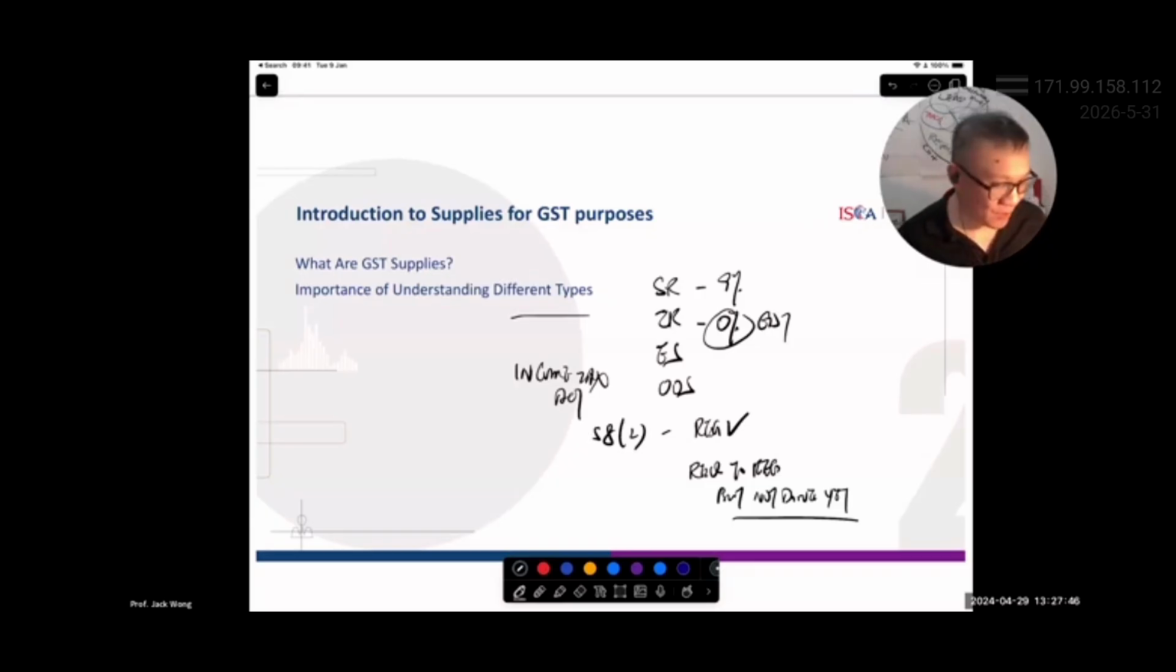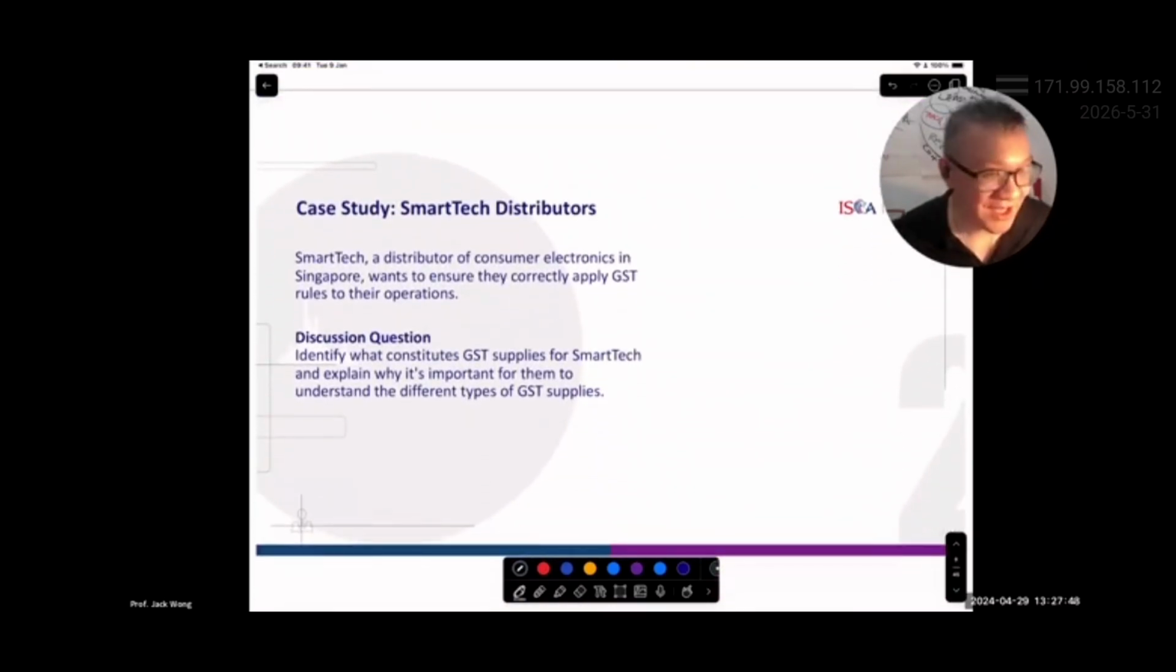Okay, so let's talk about a situation here. So in each segment, where relevant, I'm going to give you a case study to just recap what we have discussed. And most importantly, rather than me explain to you all the boring concepts, let's look at the case study to see how what I've said can be applied. All right, so this is how it works. This case study, Smart Tech Distributors. Smart Tech is the distributor of consumer electronics in Singapore.